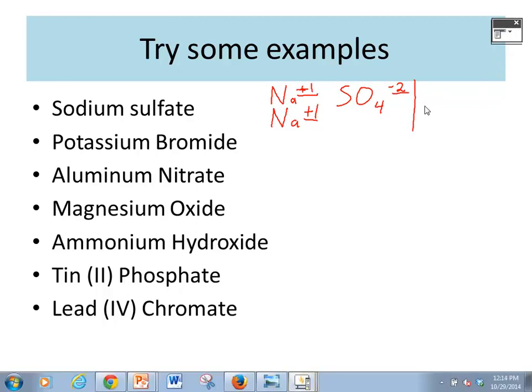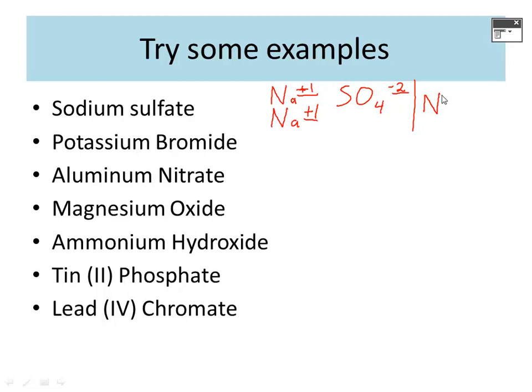So how many Na's do I have? I have 2 Na's. So I have Na2. And then how many SO4s? I have one group of SO4. Okay, so the formula is Na2SO4. So guys, I want you guys to do the rest. Okay, right now.